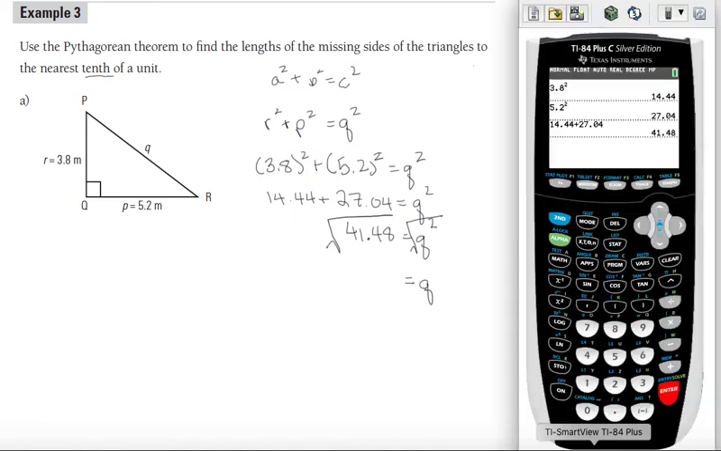Now, depending on your calculator will depend on the order. So some of you might have to put in 41.48 and then hit the square root button. I am going to need to find the square root button, which is right here. So if you happen to have a TI, it's a square root. But on some other calculators, it'll have a bracket. And then I put in 41.48, enter, and it's 6.4404, etc.